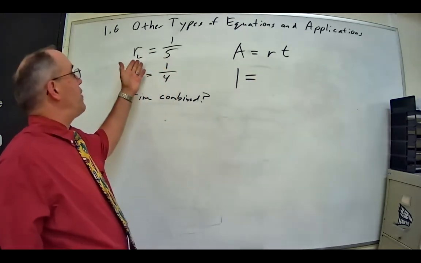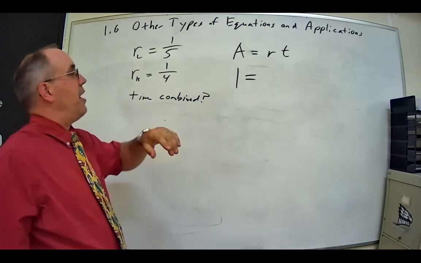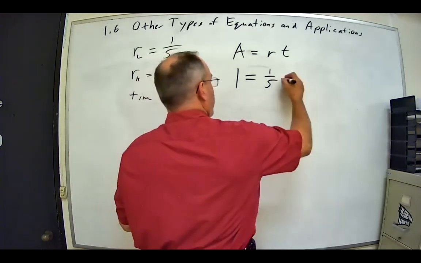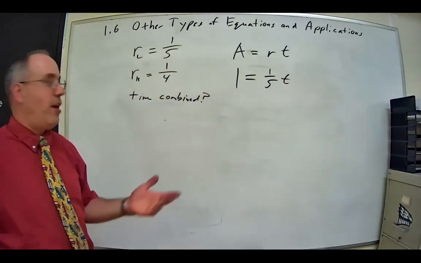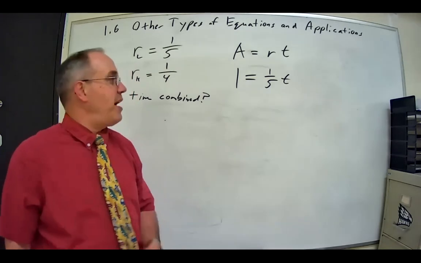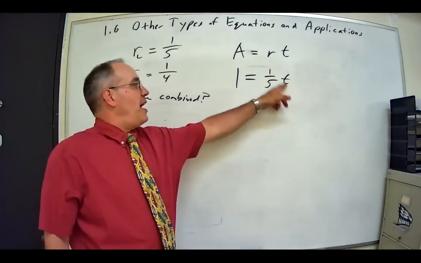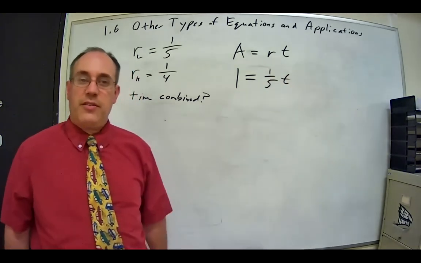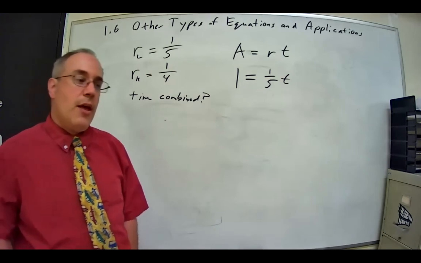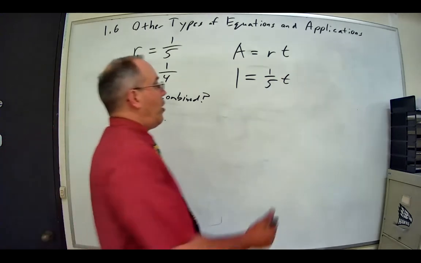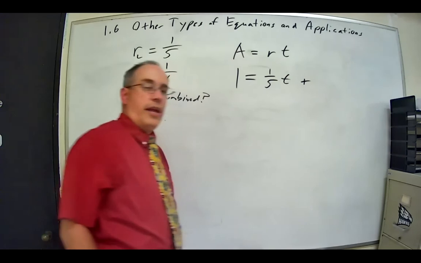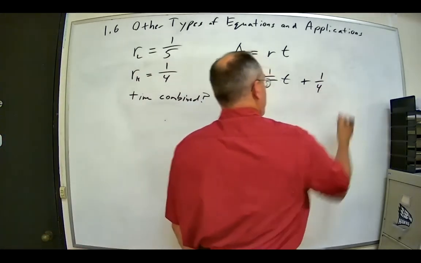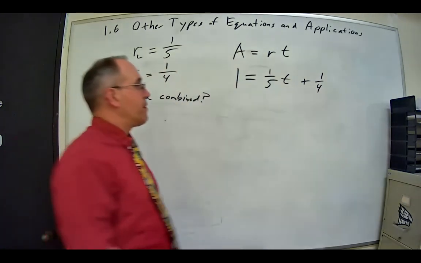Well, if I was finding out how long it would take Lisa to do that, her rate is 1/5 times T, right? And obviously we said that it would take her 5 hours. If T is 5, 1 times 5 is 5, divided by 5 is 1. So of course, she'll have the job done in 5 hours. But she's not the only person working on it. We also have Keith working on it. And Keith's rate is 1/4. He can do it in 4 hours.